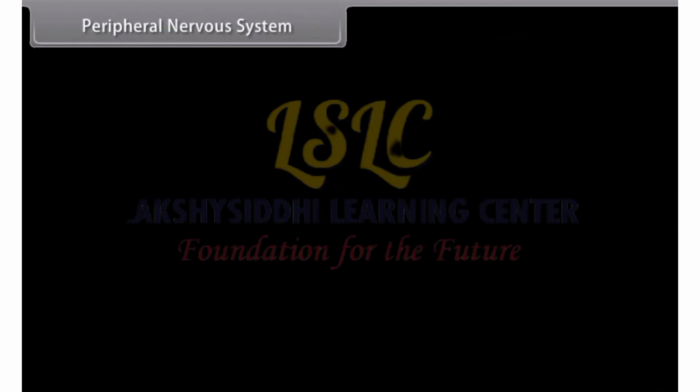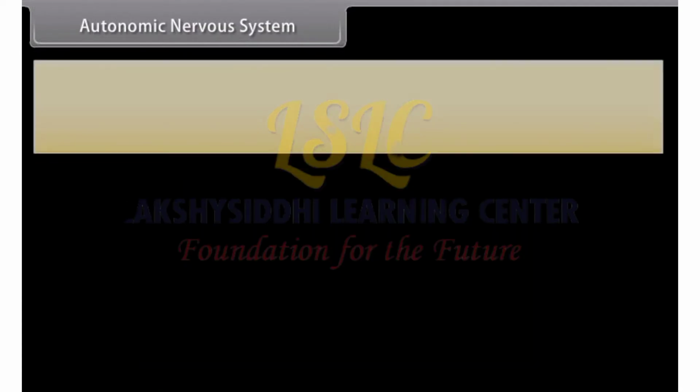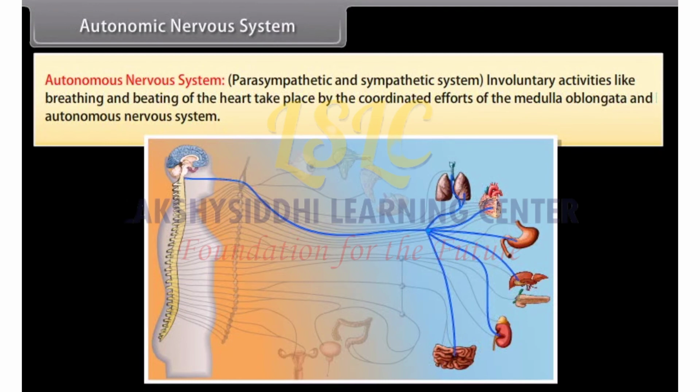Peripheral nervous system. Peripheral nervous system consists of nerves arising from the brain, cranial nerves, and nerves arising from the spinal cord, spinal nerves. It assists in transmitting information between central nervous system and the rest of the body. Autonomic nervous system, parasympathetic and sympathetic system. Involuntary activities like breathing and beating of heart take place by the coordinated efforts of the medulla oblongata and autonomous nervous system.